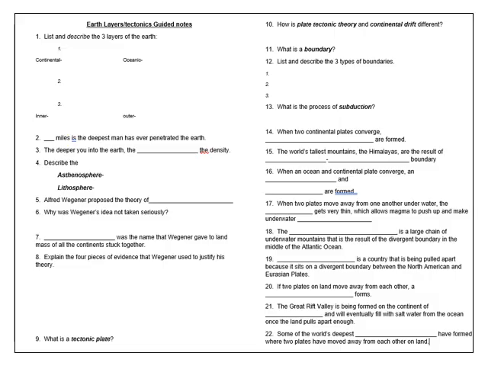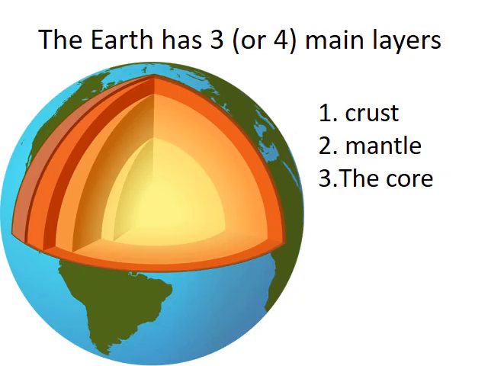I'm going to very much stress what I need you to know and where I want you to put it in on this sheet. So you have to listen very, very carefully. You must watch the video in order to complete this. All right, so the Earth has 3 or maybe 4 main layers. We have the crust, the mantle, and the core. This is pretty much a rehash from both elementary school and middle school.